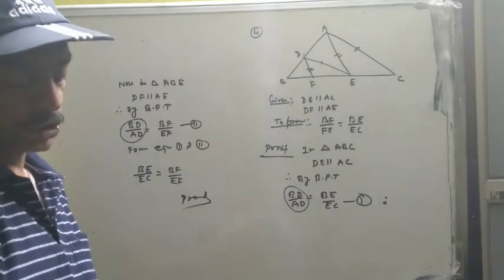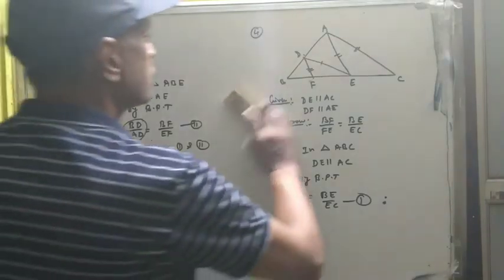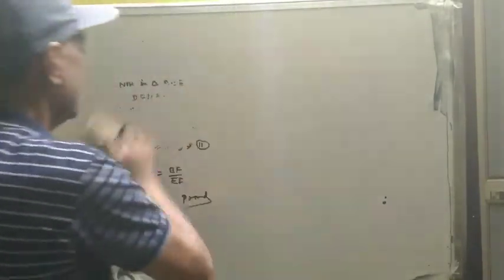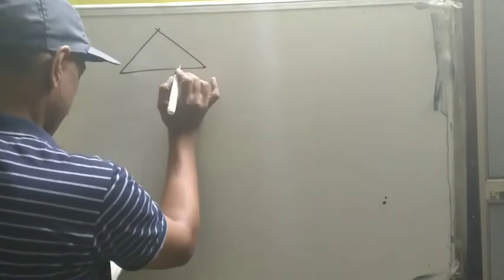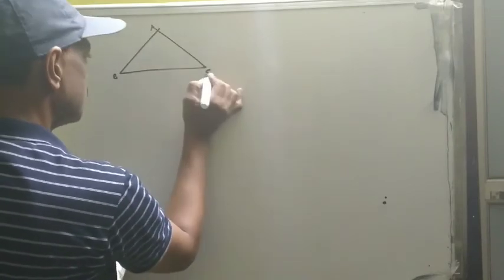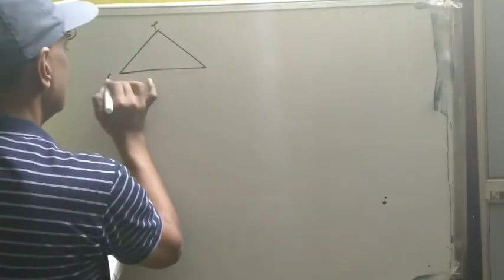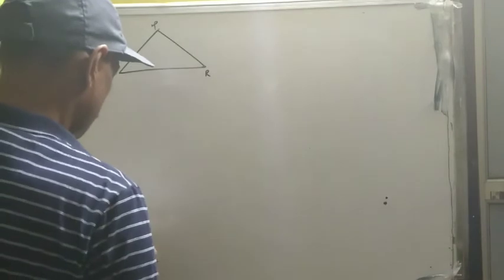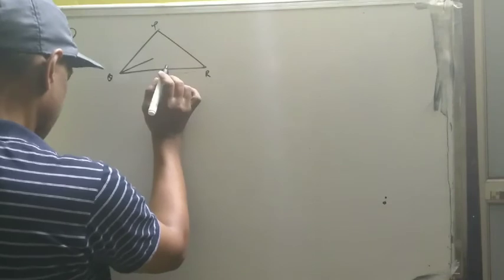Now let us move to the next question, and this is question number 5. Again the figure is given for this question, so we have to draw the figure at first. Question number 5. Draw the figure. A triangle is there. The name of this triangle is PQR. Draw the figure.